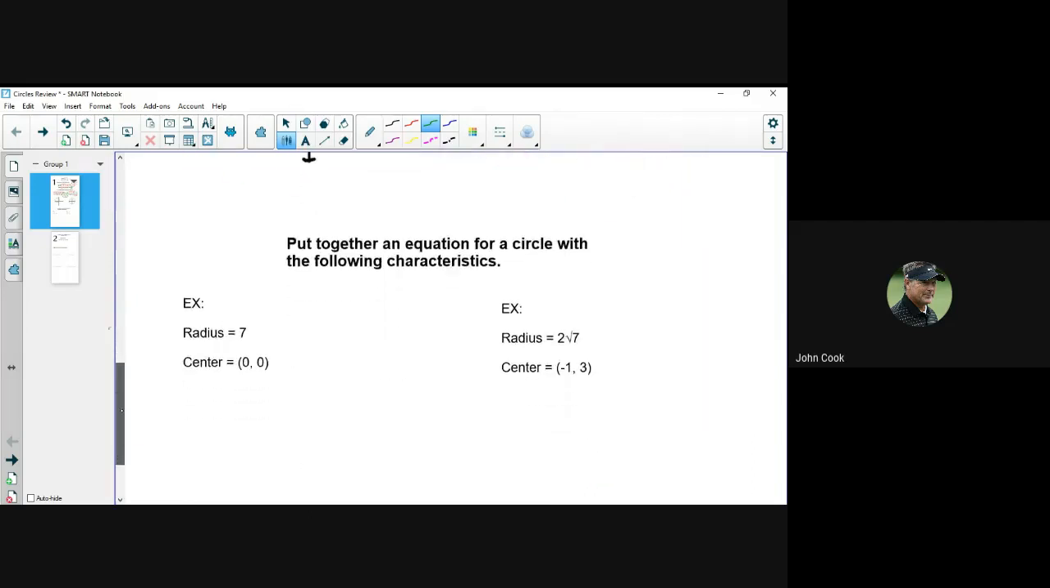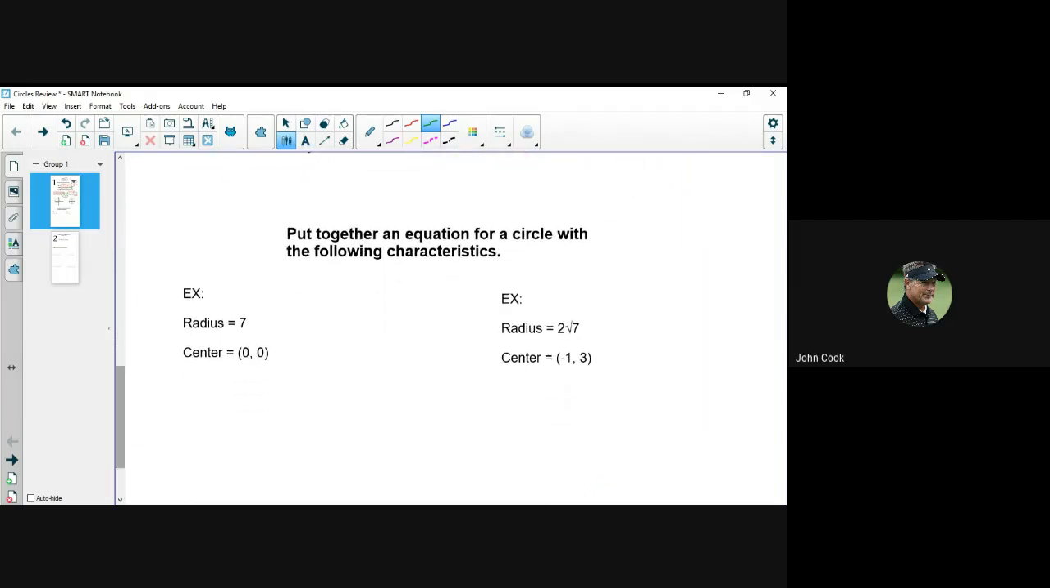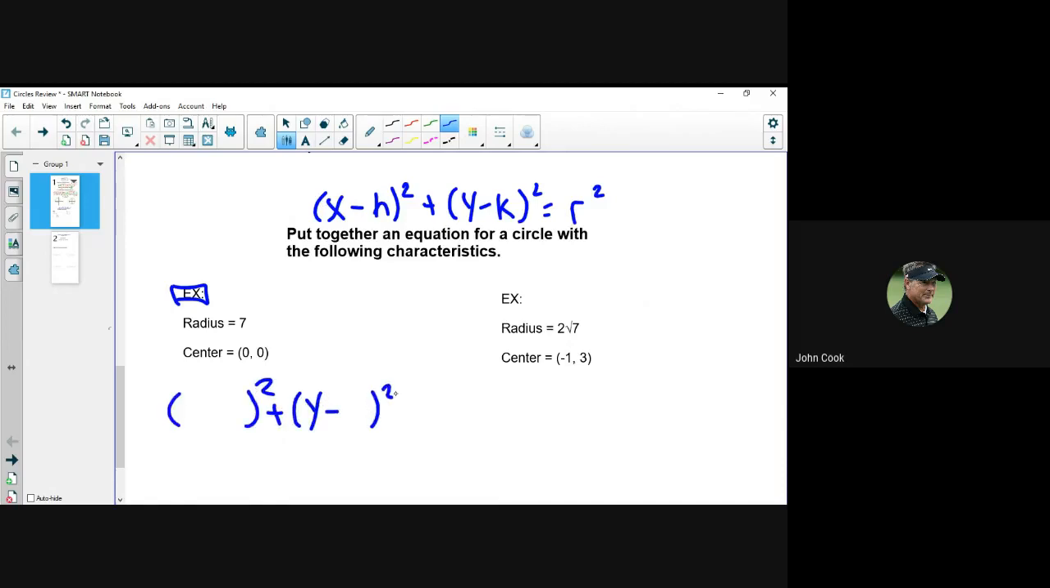Looks like, yeah, a couple more. So let's try to put together an equation for a circle with the following characteristics. So this is just putting the equation together. I'm going to write the equation up here one more time. X minus h squared plus y minus k squared is equal to the radius squared. Okay, so for this very first example, they give us the radius. That's the r value, so I'm going to go ahead and plug that in. Squared plus y minus something squared, and that is equal to the radius squared. And the radius was 7, so that's going to be a 7 squared there.